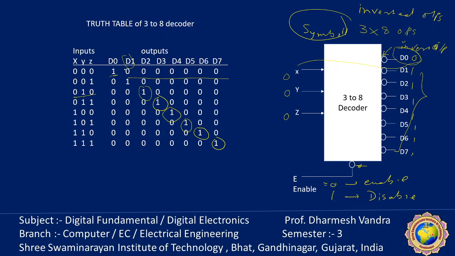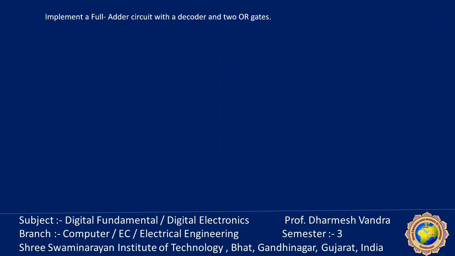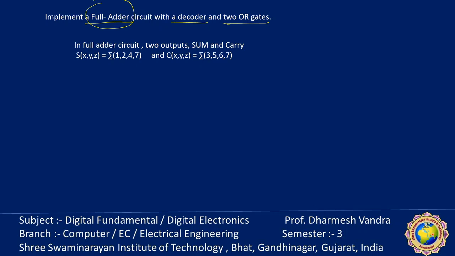Now the question is, how is this decoder useful practically, this MSI circuit? As I already gave the example of different lockers that can be opened by a particular card. Suppose one statement is given: we have to design a full adder circuit with a decoder and 2 OR gates. So let's see how the full adder, a combinational circuit, has a truth table. We know that the sum has minterms 1, 2, 4, 7 and carry has minterms 3, 5, 6, 7. This is the carry output, this is the sum output.